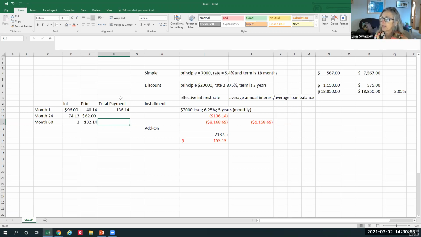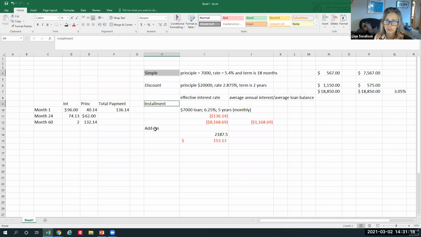Okay. These are the 2 kinds of loans that you're going to see: simple loans and installment loans. Discount loans are pretty rare. You've got to have pretty bad credit to get them. And add-on loans, I don't even know who uses those. I don't even know why it's in the book, but it is, and so I'm sharing it with you.